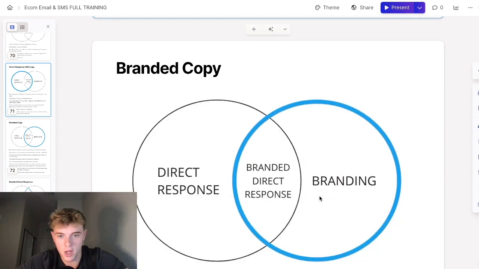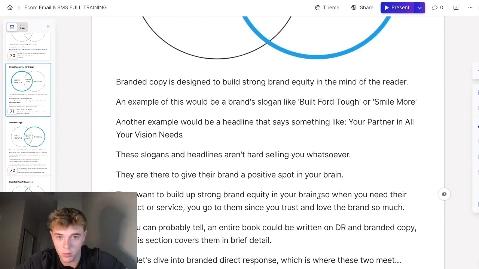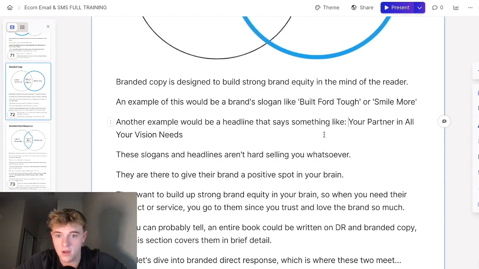Now, branded copy. So branded copy is designed to build a strong brand equity in the mind of the reader. An example of this would be a brand slogan like Built Ford Tough or Smile More. Another example would be a headline that says something like Your partner and all your vision needs. That's branded copy. It's not selling you hard, it's just selling the brand.